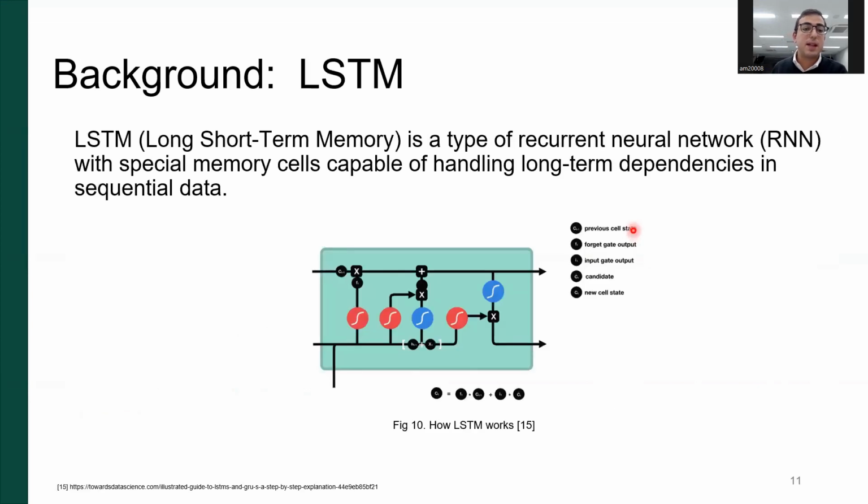And then we are also using an LSTM block, long short-term memory, to capture the long-term dependencies in our time series data, both for facial expression and PPG.